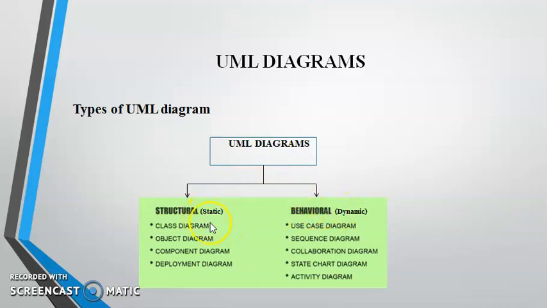Under the structural there are four types. First one is class diagram, second one is object diagram, third one is component diagram, the last one is deployment diagram. And under the behavioral diagram, there are five types. The first one is use case diagram, second one is sequence diagram, third one is collaboration diagram, fourth one is state chart diagram, and fifth one is activity diagram. The sequence diagram and collaboration diagram, these two come under the interaction diagram.